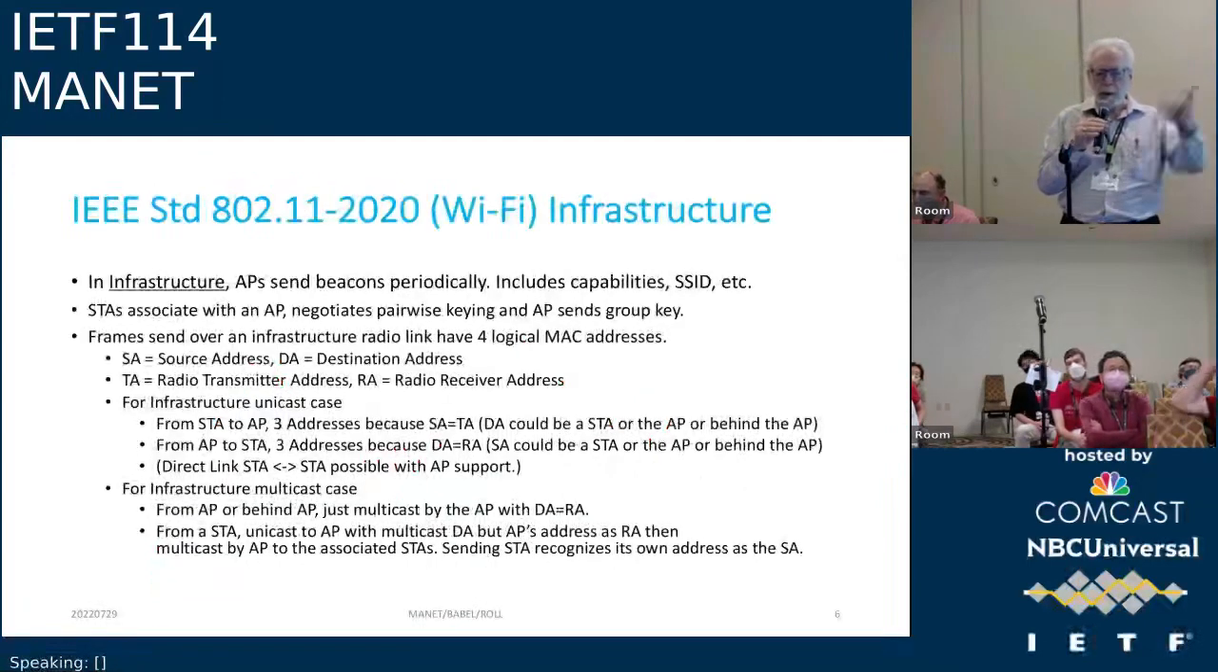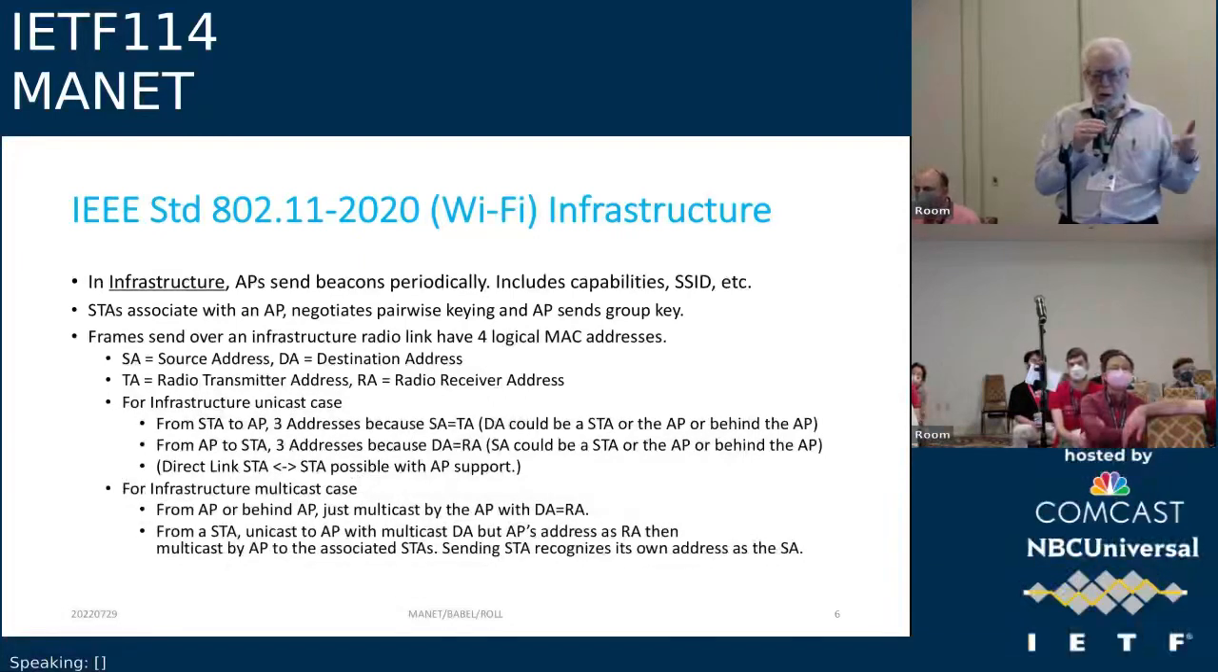So the APs beacon periodically. It could be any time, but actually it's always 100 milliseconds for normal cases. That includes their capabilities and SSID. And the stations associated with the access point negotiate pairwise keying, and the access point pushes down a group key. So the access point can send multicast or broadcast, and all the associated stations will be able to receive it. There are these 4 logical addresses: the real source, original source, final destination, and the actual transmitter and receiver's address.